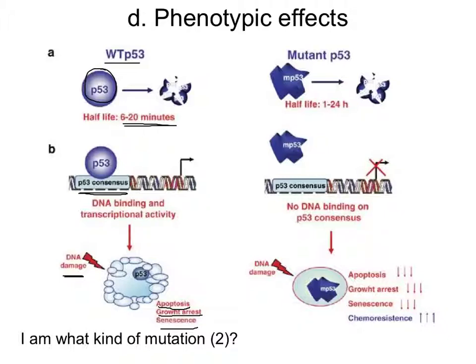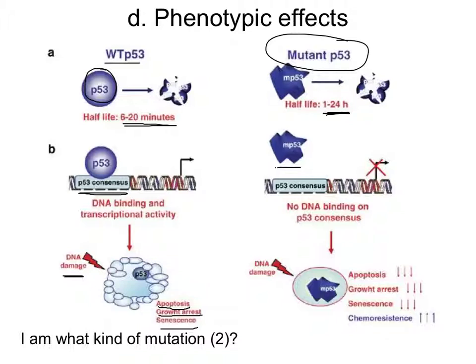Now there are lots of mutant forms of P53, but one that's been pretty well characterized is the one shown here, and the mutation in the P53 gene that generates this mutant over here on the right results in a protein that has a really long half-life, 1 to 24 hours. That's considerably longer than the wild-type form. And it's folded differently, which is why it lasts longer in the cells, and it does not bind to the P53 consensus sequence. So because it doesn't bind to the P53 consensus sequence, it doesn't contribute to turning on the transcription of a number of genes that play a role in controlling cell lifespan and cell growth or duplication.